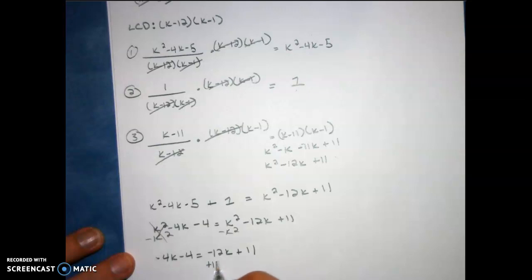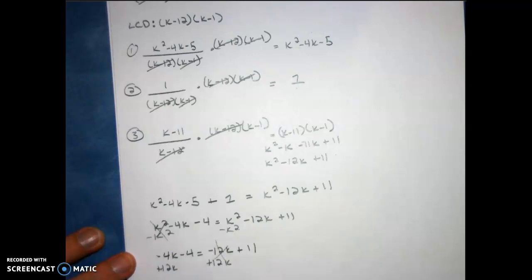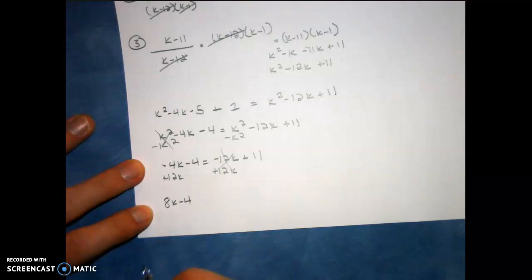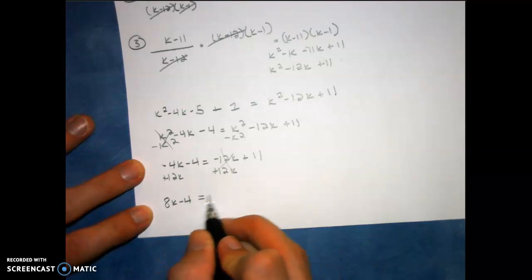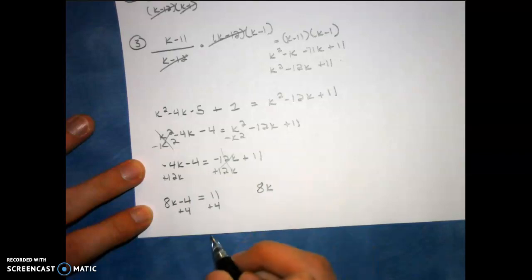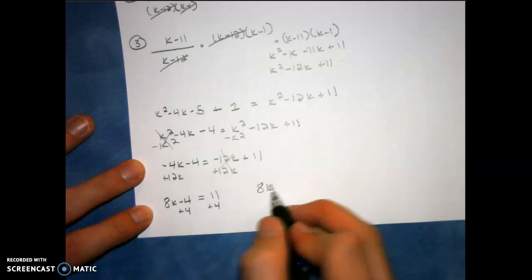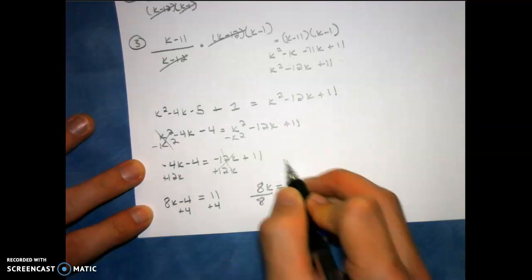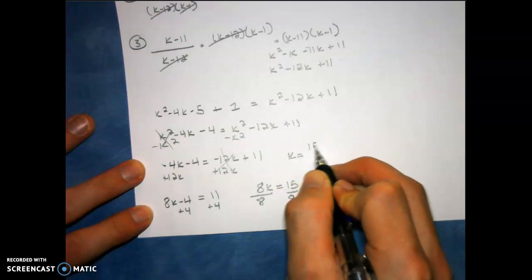I'm going to add this 12k over. Then this becomes 8k minus 4 is equal to 11. Add 4 over, and we have 8k is equal to 15. Divide by 8, so k is equal to 15 over 8.